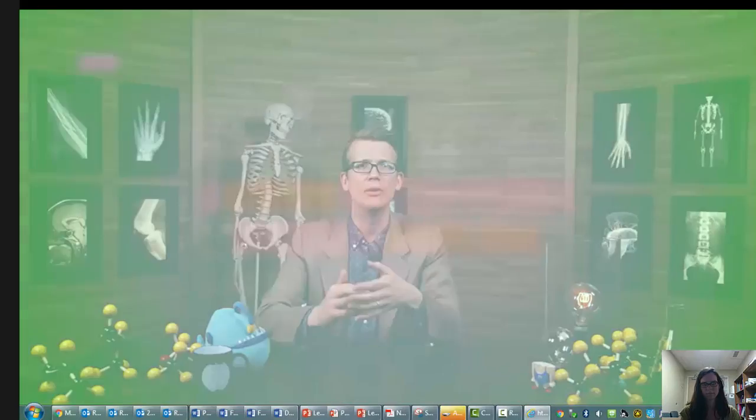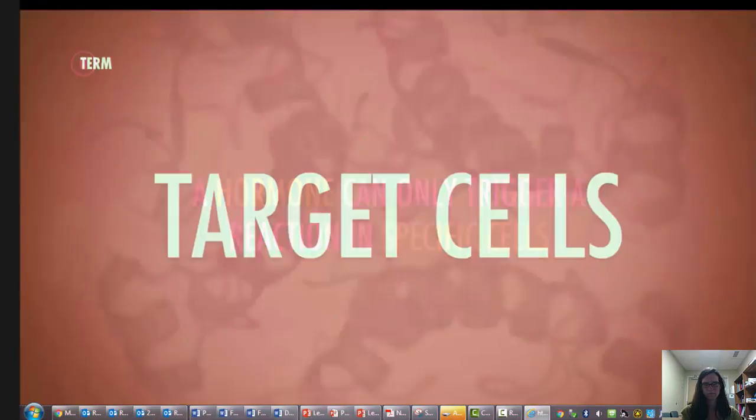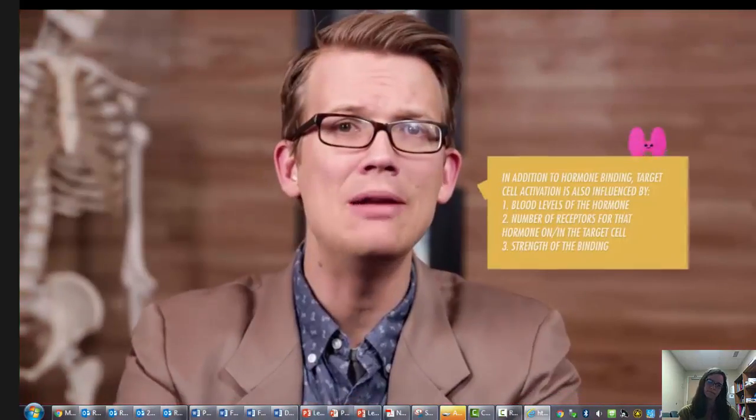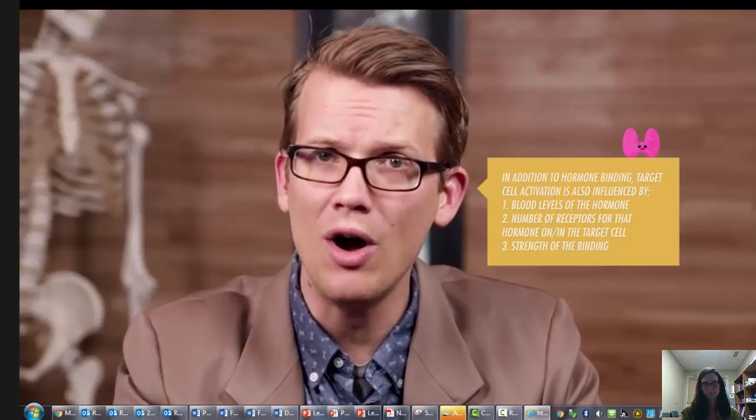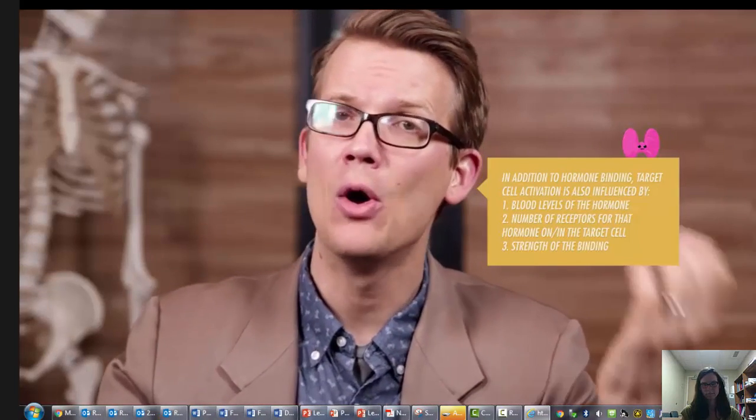So thanks to all these glands and organs, you've got these hormones diffusing through your blood doing all sorts of different things, but the thing to remember about them is that a hormone can only trigger a reaction in specific cells. They're so-called target cells that have the right receptors for it. So just like some keys can open many locks while others only work with one, so too can the hormone-target cell relationship either be widespread or localized.